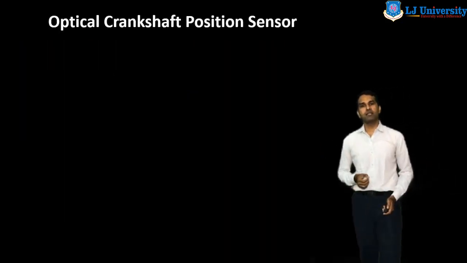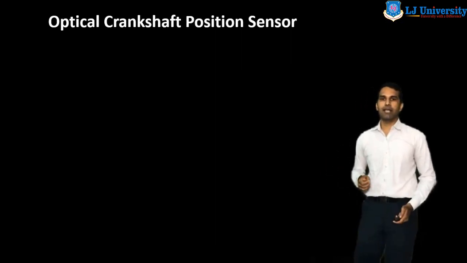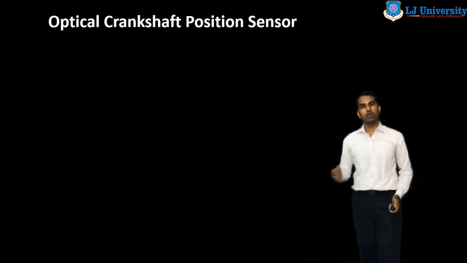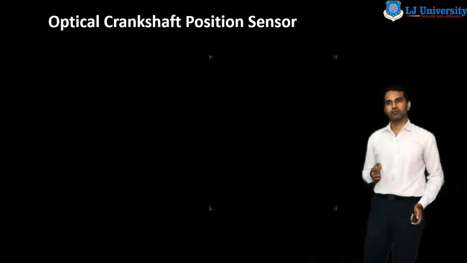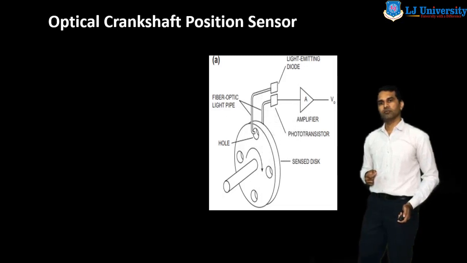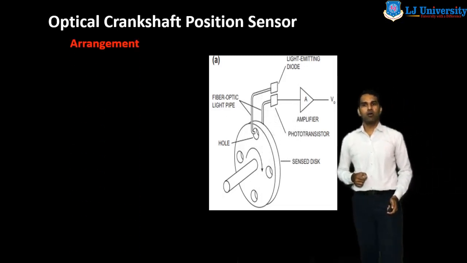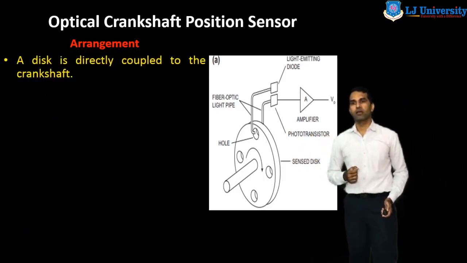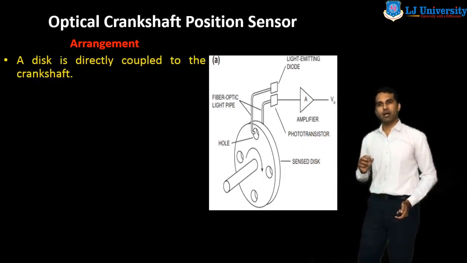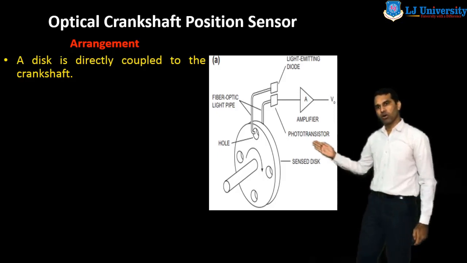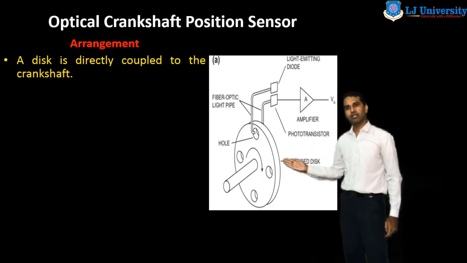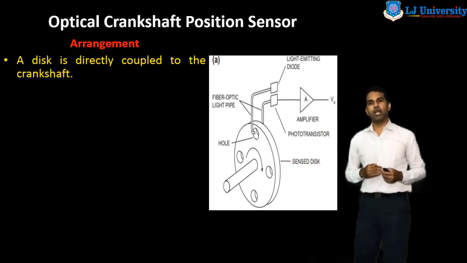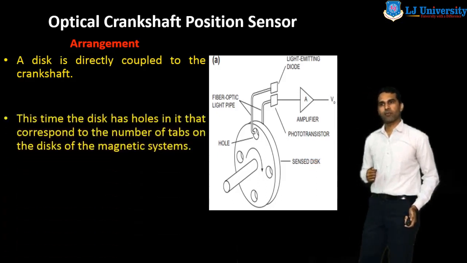And the last type of sensor that is used for measuring the crankshaft position is the optical crankshaft position sensor. Here we use the optical principle. Now we first discuss the arrangement of this sensor. The disc is directly coupled to the crankshaft. So as the crankshaft is rotated, this disc is also rotated.